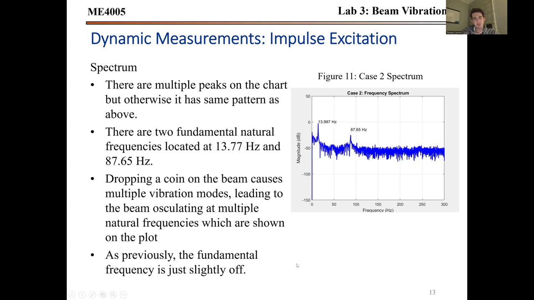Here's the case two spectrum. This time it has two natural frequencies because dropping a coin on the beam causes multiple vibration modes, leading to the beam oscillating at multiple natural frequencies, which are shown on the plot. As previously, the fundamental frequencies are just slightly off.